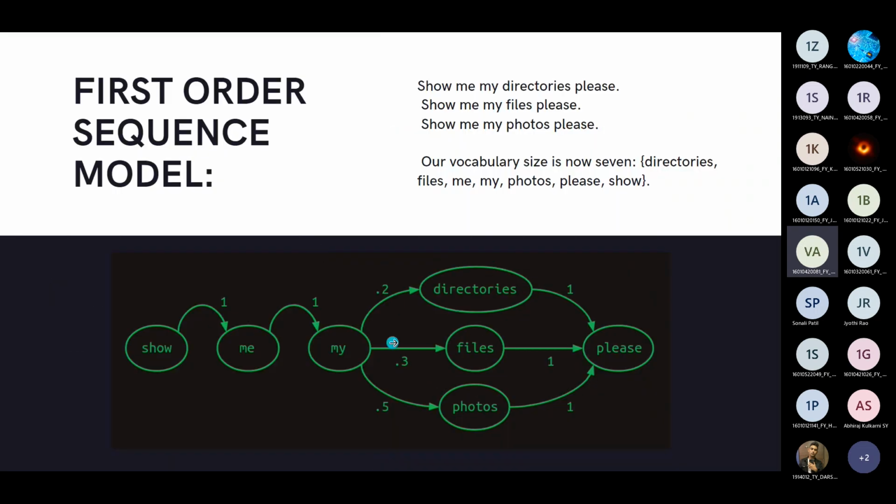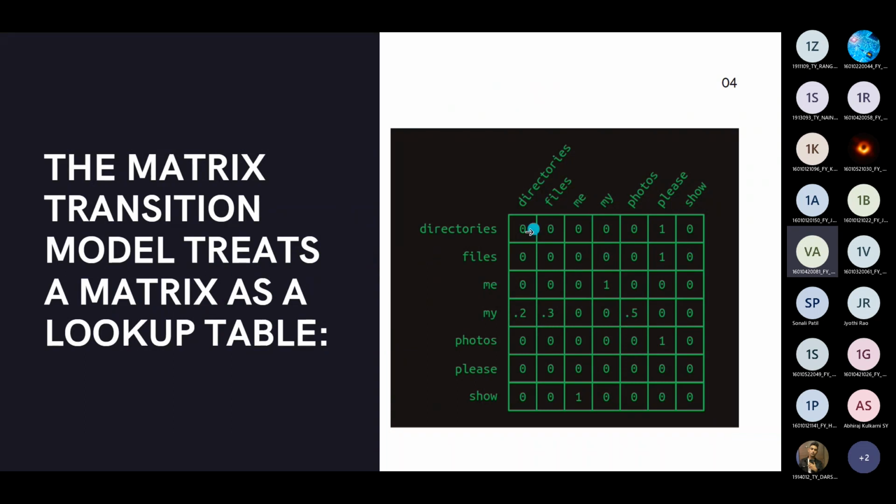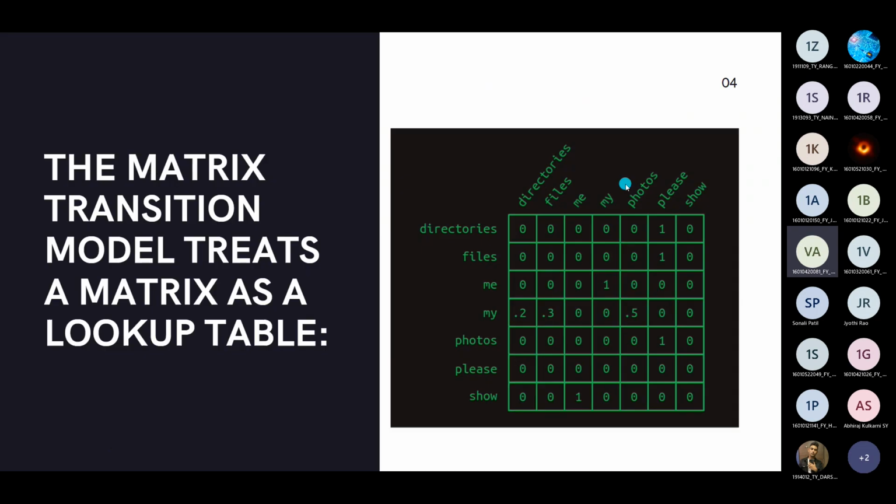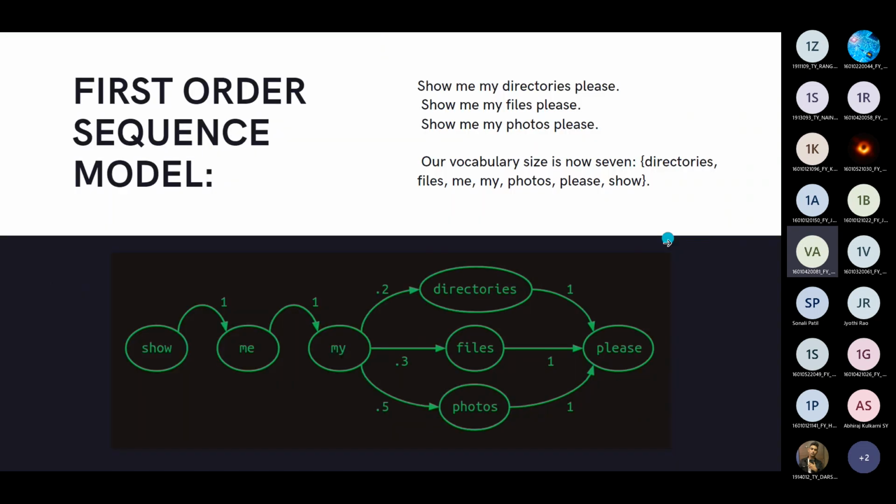So this whole thing we can represent in a matrix, the transition matrix model. As you can see here, everything is written: all the words that we have in the vocabulary. There are only 7 words in the vocabulary: directory, files, my, me, photo, please, show. We wrote all the 7 words like this, and we gave what word can be the next word after each word. So after photo, please can come.